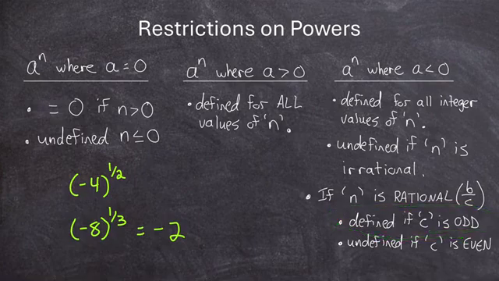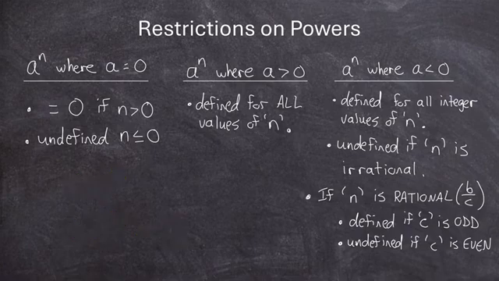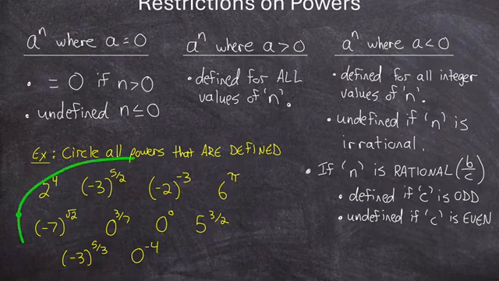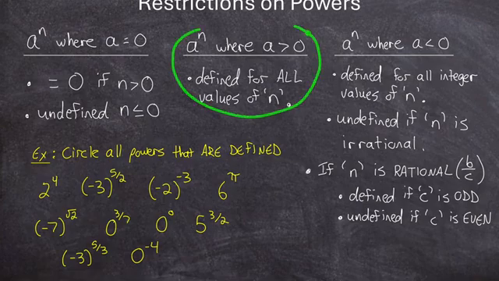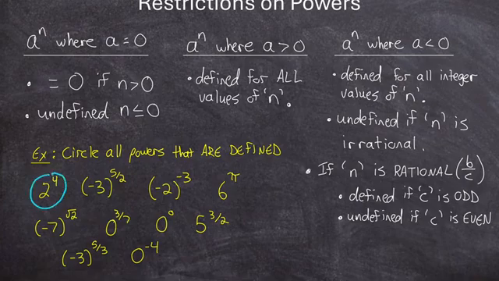So let's end off this video where I'll write down a bunch of different powers, and let's see if we can circle all of the powers that are defined. So out of all 10 of these powers, let's figure out which ones are defined. First of all, I know if the base of a power is greater than 0, it's going to be defined for all possible values of the exponent. So I know that 2 to the power of 4, 6 to the power of pi, 5 to the power of 3 over 2, those are all going to be defined because their bases are all positive. It doesn't matter what their exponents are.